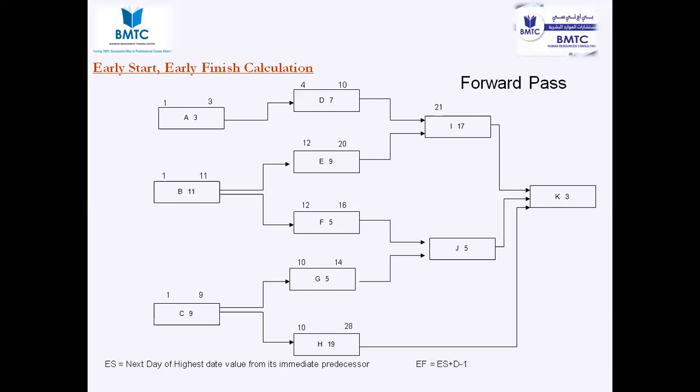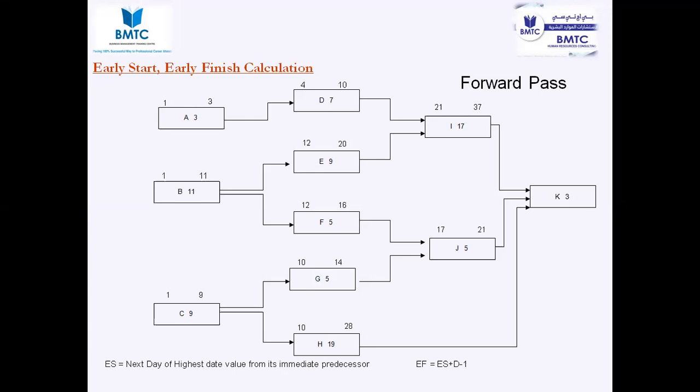So F has 16 as an early finish and G has 14 as an early finish. So what should we start for J? 17. Now we need to find out the early finish, how early we can finish activity I. The duration is given as 17 and the early start is 21. So what should be the early finish for I? 37. And what is the early finish for J?